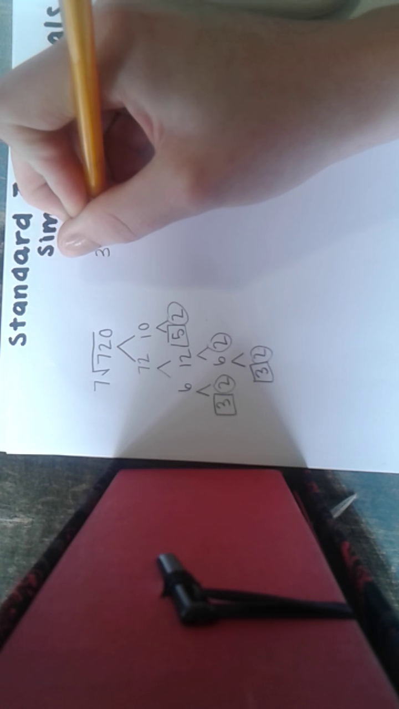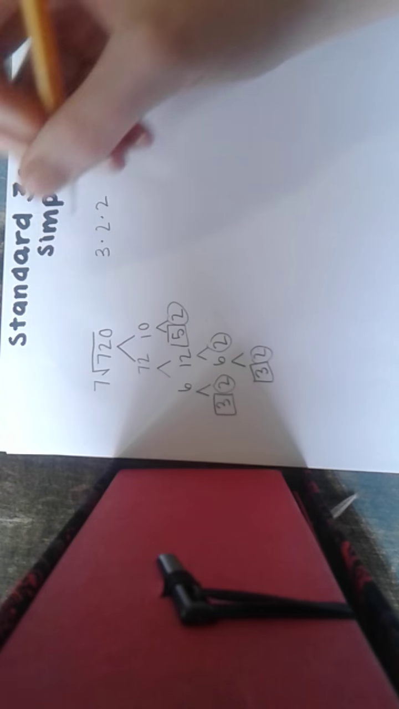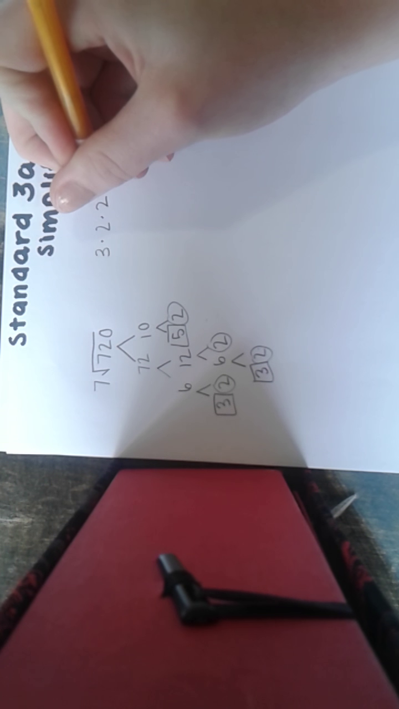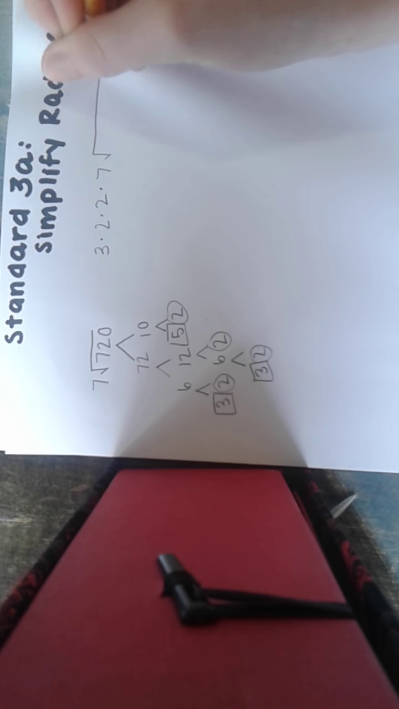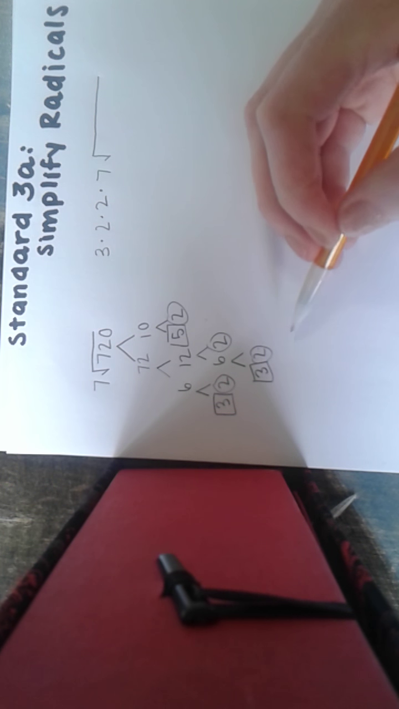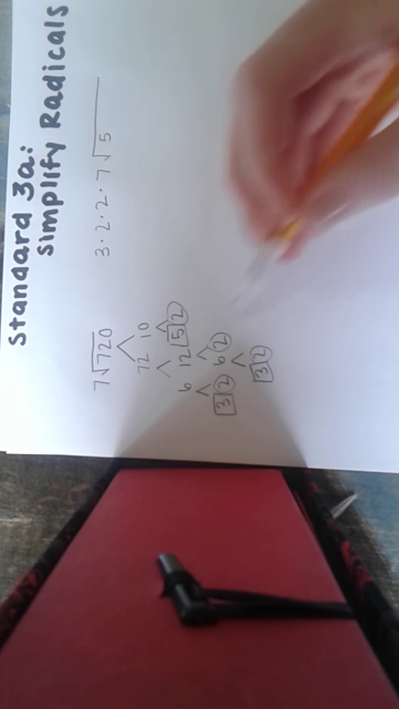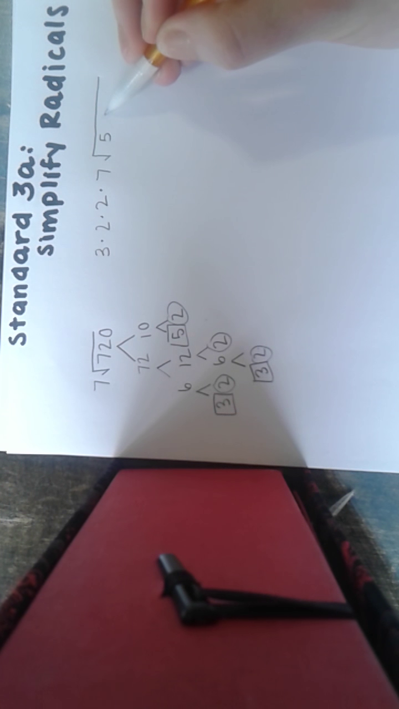So we're going to do 3 times 2 times 2, and then we're also going to have the 7 that's also on the outside of the radical multiplied. And then we're going to put a radical, and we're going to put what we have left over from the radical, which is the 5. And there's nothing left over from the trees that we can put in here or multiply the 5 by.